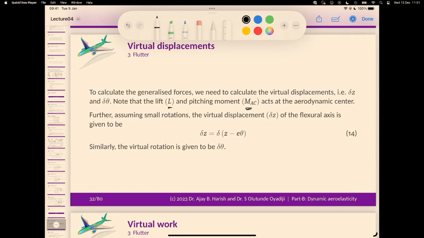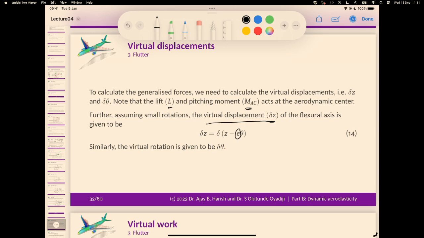We can say that there's a virtual displacement delta z at the flexural axis, so the z motion and the theta motion. And we are saying the distance eccentricity is E. If you look at it, the lift is acting in the upward direction, and z is in the downward direction. Theta is in the upward direction. That's what we have defined so far.